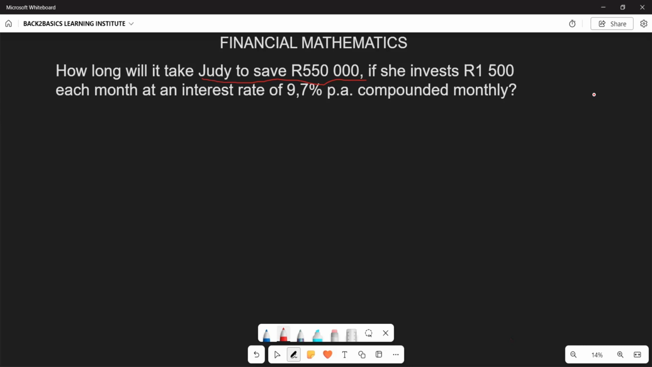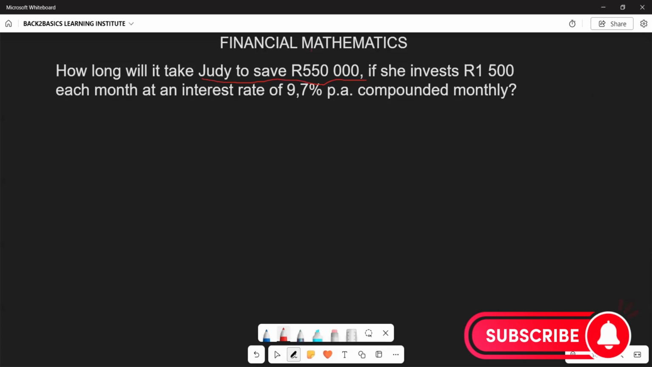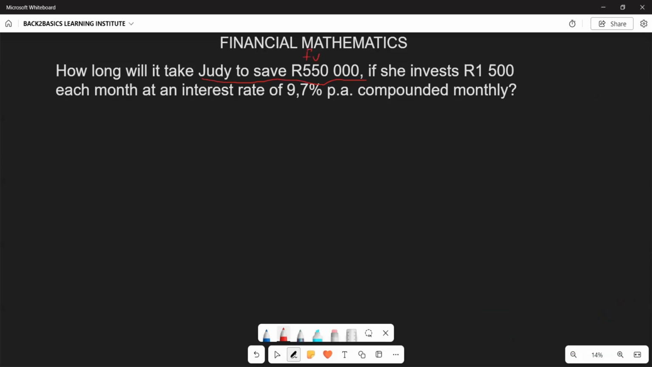So basically, this is our future value, because remember that Judy wants to save so that she can accumulate this money, which is 550,000, and she is going to be investing 1,500 each month. So we want to calculate how long it will take Judy to acquire that amount of money if she invests 1,500 each month at a given interest rate of 9.7% compounded monthly.